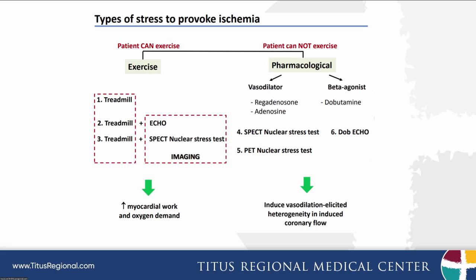So when we think about types of stress tests that we can do, if a patient's able to exercise, that's always going to be our preferred mode, unless they have a markedly abnormal EKG to begin with. So that will mean a treadmill exam if it's an EKG that's easy to interpret. If the EKG can't be interpreted or we need more specific localization of where the ischemia is, then we look to echo imaging with a treadmill exam or with nuclear stress testing with a treadmill exam.